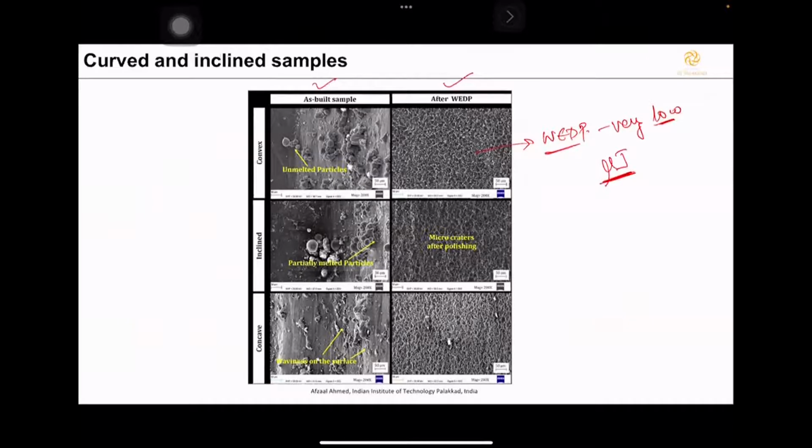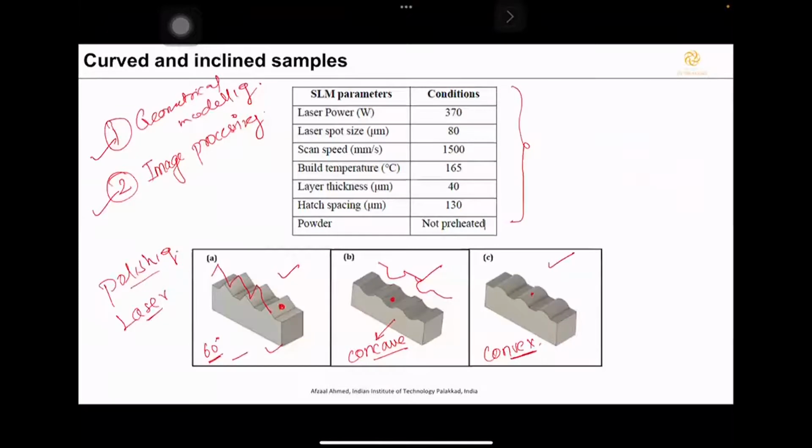You can see the surfaces for convex, inclined, and concave. These are the surfaces before, and these are the surfaces after. It is very easy to code this kind of surface on a wire EDM machine. You just have to give the CAD drawing and prepare the code, and then the wire will follow the whole curve like this. Again, we are not cutting here, we are just brushing the wire on the top surface.